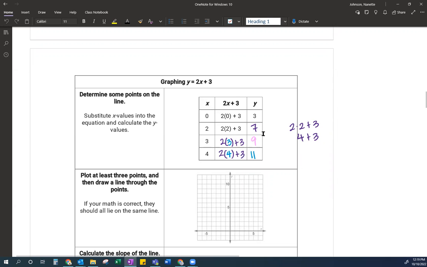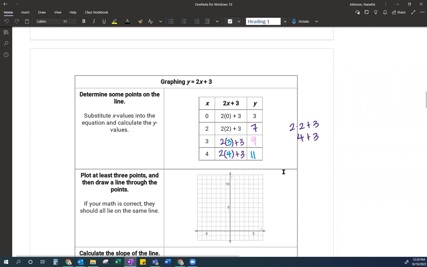And some of you are saying, hey, I see it, Miss Johnson. I see kind of a pattern right here, 7, 9, 11. And some of you are like, but there's no pattern right here. That's because we skipped a number, right? If we didn't skip a number, you should be able to see a pattern. Then it says plot at least 3 of the points and then draw a line through the points. If your math is correct, they should all lie on the same line because it's a linear function, right?